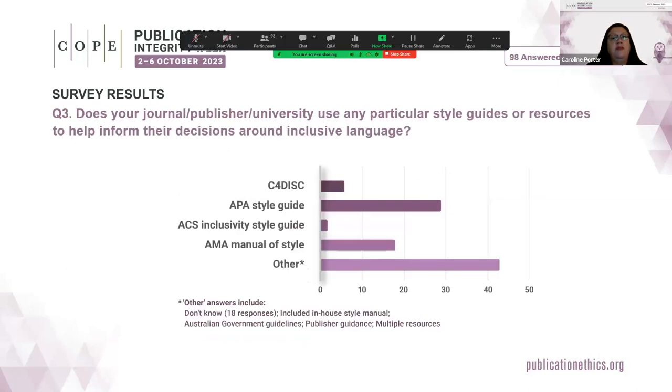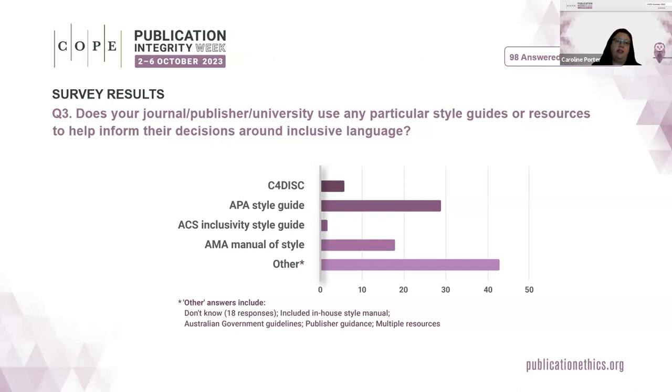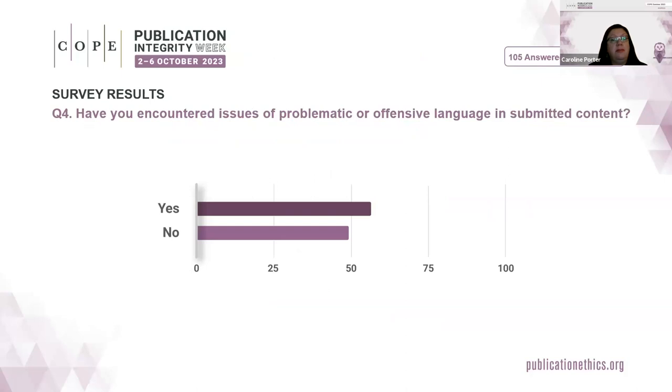We also asked if your journal or publisher or university uses any particular style guides or resources to help their decision making around inclusive language. C4 Disc, APA, ACS, and AMA all get some usage here. There's also a number, the majority of you, who use other guides, including in-house style manuals, government guidelines, publisher guidance, or other resources.